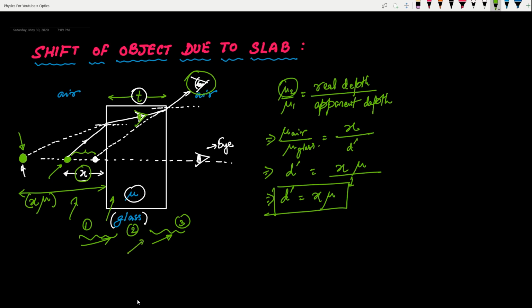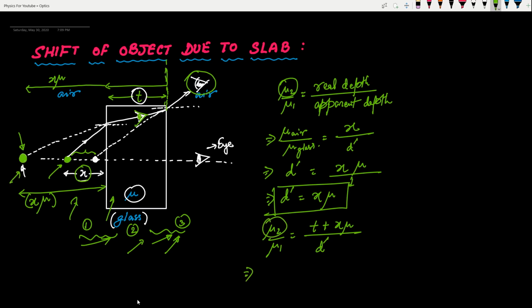Now we will take into consideration glass and air. This is the combination. So again mu2 by mu1 is equal to real depth by apparent depth. Now what is the real depth here? The thickness is t, because we are calculating from this interface. So the real depth is t plus x mu, divided by the apparent depth, which we need to find out. Now what will mu2 be? The object is kept on this side, not in air. Therefore mu2 will be the refractive index of glass, which is mu, and mu1, the refractive index of air, is 1. Therefore mu is equal to t plus x mu by d dash. So the apparent depth is equal to t plus x mu divided by mu.